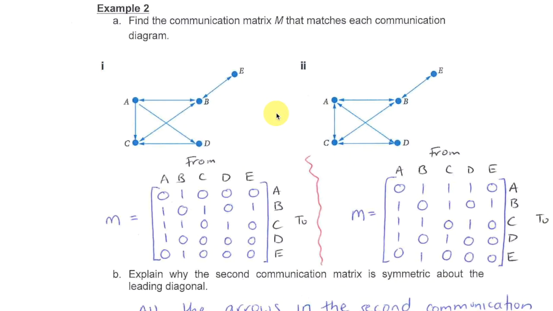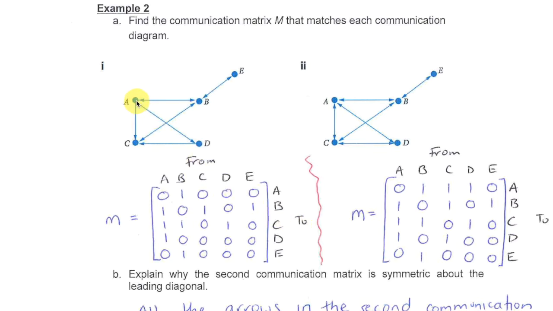So looking at this example, what we have are 2 diagrams, so diagram 1 and diagram 2, and we're asked to create a communication matrix for each one. Now you can see here that we have 5 different objects, A through to E, A, B, C, D, and E, and we do the same thing here for our rows. And what's really important is that we recognize that that's the from up the top, and then this is the to. Okay, that's really important to get that right.